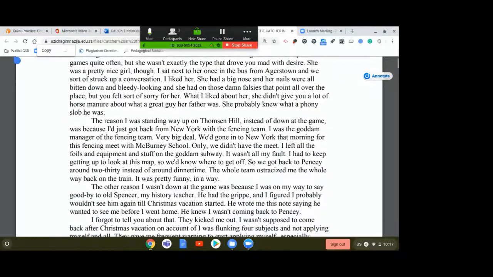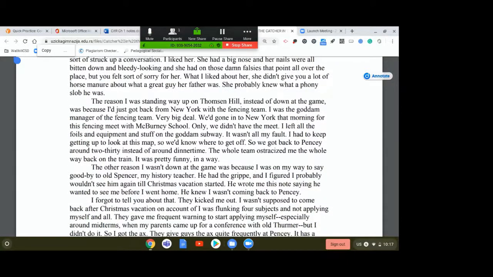The reason I was standing way up on Thompson Hill instead of down at the game was because I just got back from New York with the fencing team. I was the goddamn manager of the fencing team. Very big deal. We'd gone into New York that morning for this fencing meet with McBurney School. Only we didn't have the meet. I left all the foils and equipment and stuff on the goddamn subway. It wasn't all my fault. I had to keep getting up to look at this map so we'd know where to get off. So we went back to Pencey around 2:30 instead of around dinner time. The whole team ostracized me the whole way back on the train. It was pretty funny in a way.